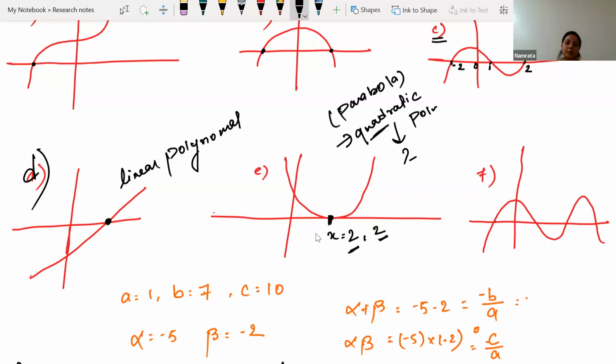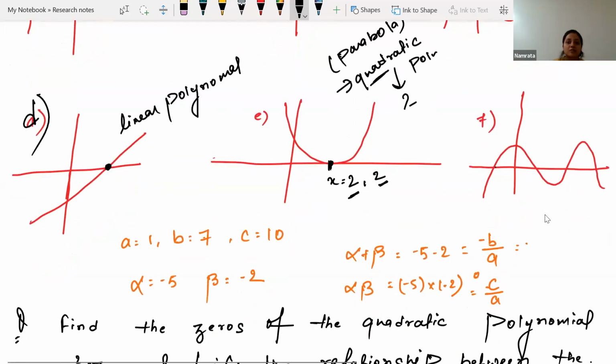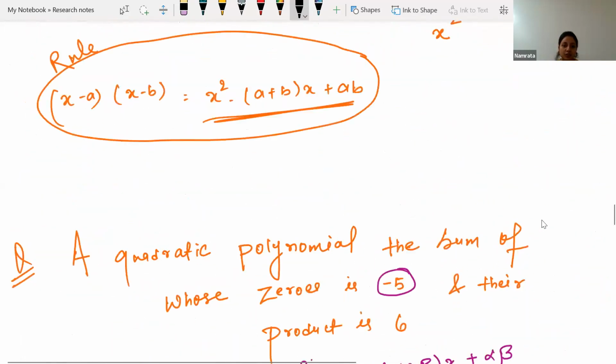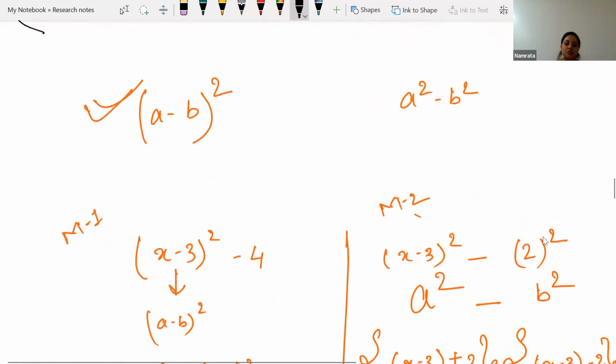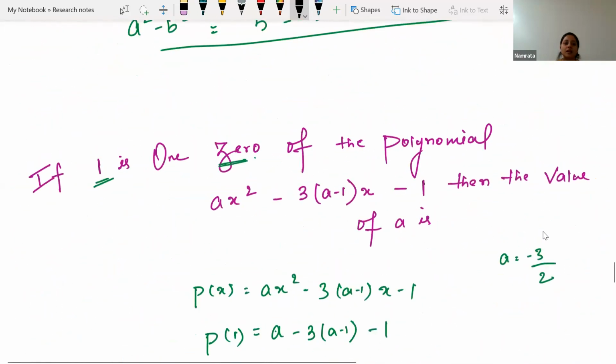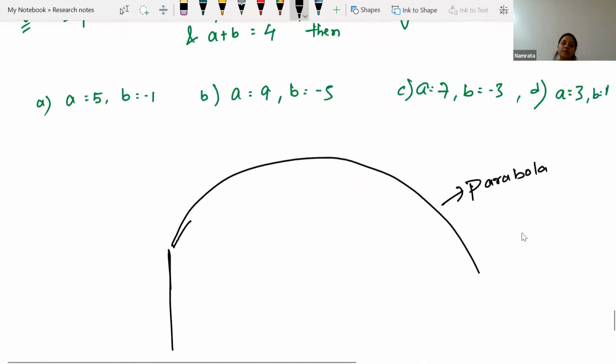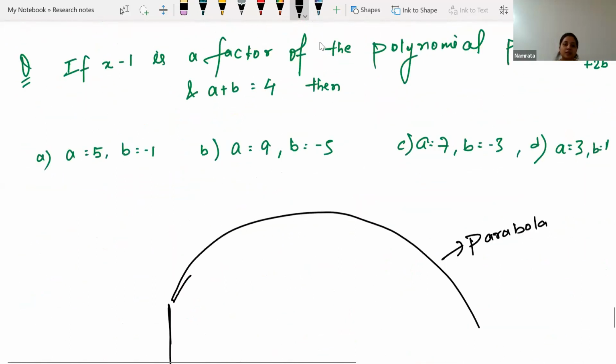The next one: the number of zeros, one zero is here, one zero is here, one zero is here, and one zero is here. Let's see the other question which I have written over here. The question we are discussing is cutting the x-axis at 3 points and touching the x-axis at 2 points. So the number of zeros will be 5.